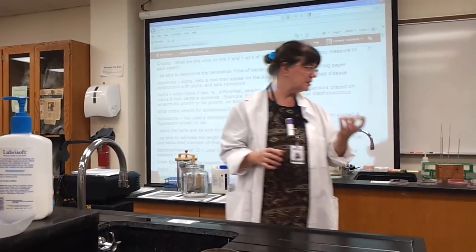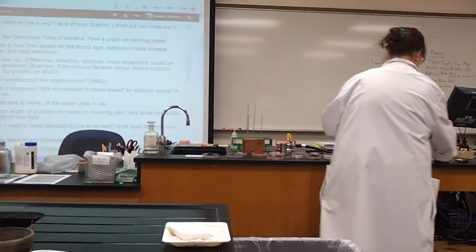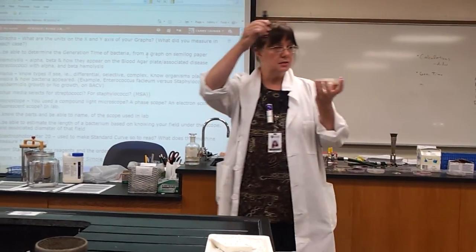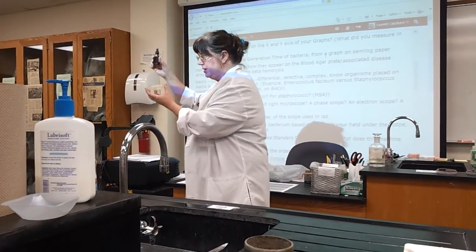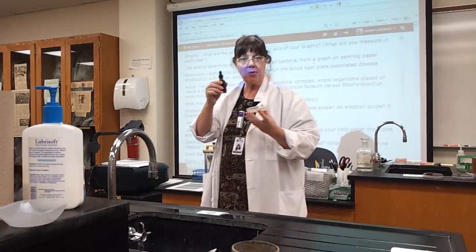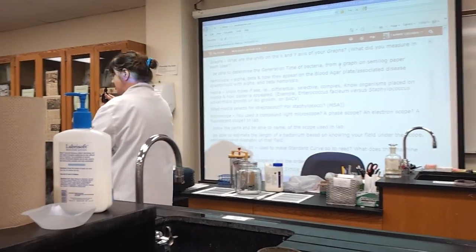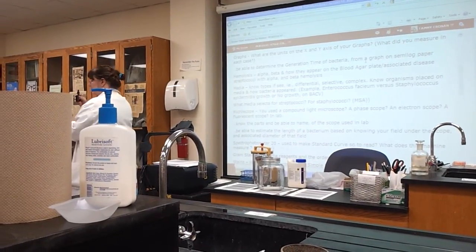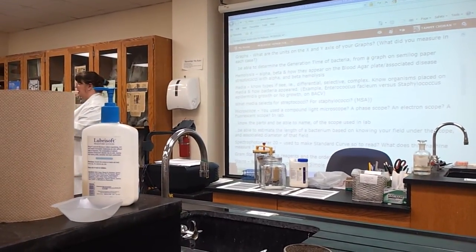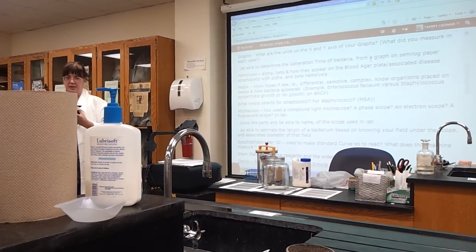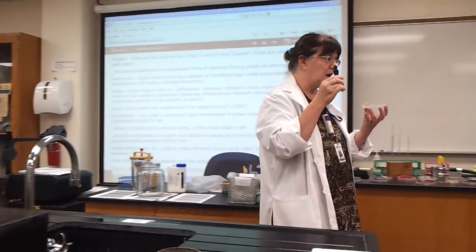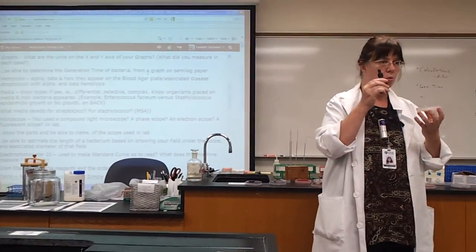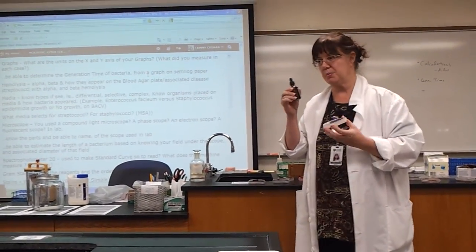Also took this plate and you placed on it a reagent. What reagent did you put on both sides of this plate? Hydrogen peroxide. What test was that? Catalase. Not oxidase. Catalase is an enzyme that breaks down hydrogen peroxide to water and oxygen. Oxygen is a bubble.